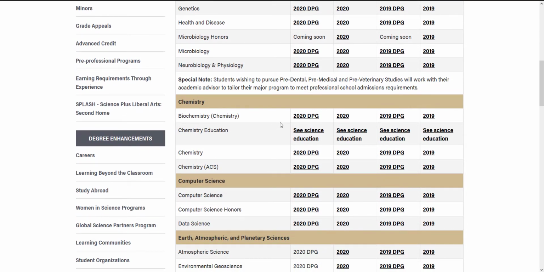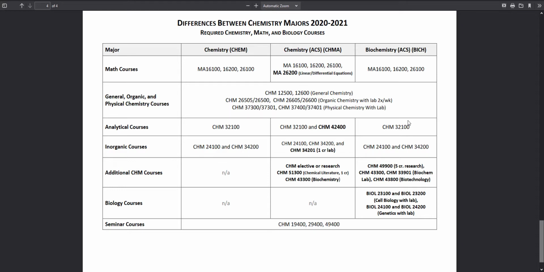So most of you, when you applied for Purdue, came in as a chemistry major. You have several semesters to decide whether or not you wanted to change to a different flavor of chemistry, like the ACS major, ACS chemistry, or the biochem major. So let's look at the differences, because this is a big question I always get: what are the differences between the chemistry majors? Now, this chart is going to be in the attached document that I sent along with your invitation to make an appointment. So here are the differences.